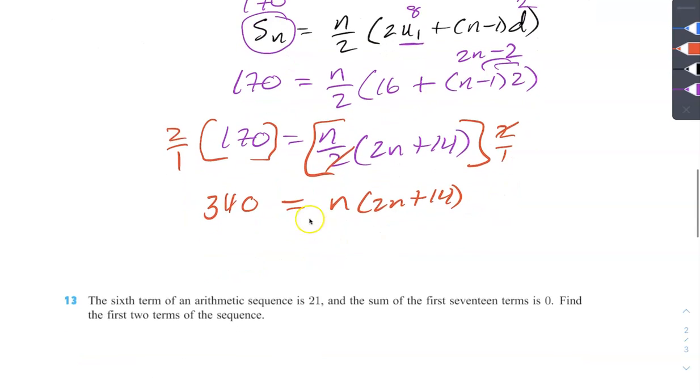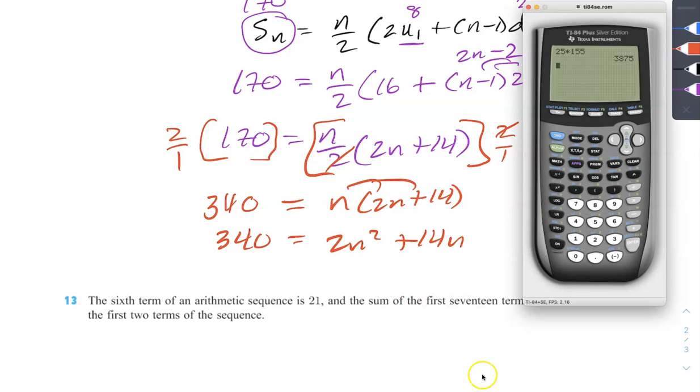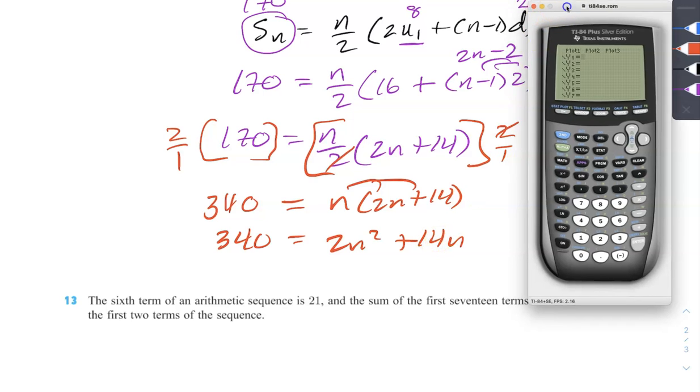Now this is a math problem. Distribute. 340 equals 2n squared plus 14n. Now, I can set this equal to 0 and solve, but look how ugly that's going to be. Honestly, the way to do this, I'm going to use our calculator, because that's going to be ugly to factor. Maybe it's still going to be kind of ugly.